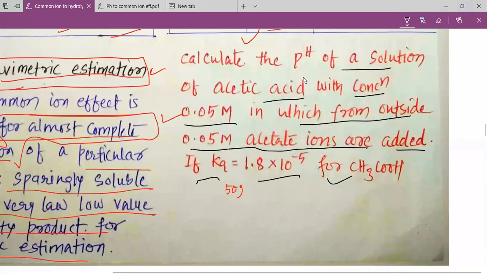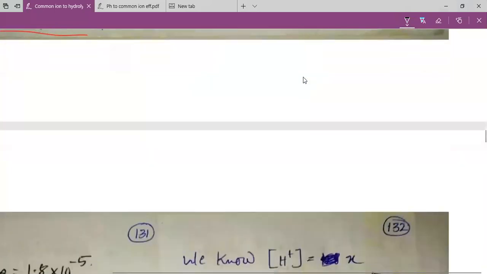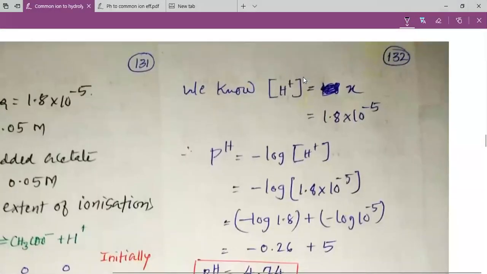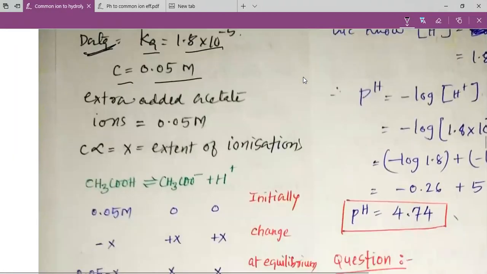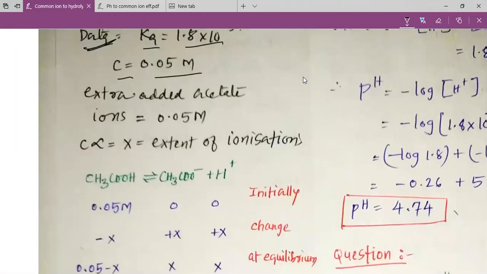So what happens, we have taken some acetic acid and from outside we have added the acetate ion. So how does the common ion effect take place and how does the concentration change, my dear students? Let us understand. So this is the given data. We have the value of Ka, we have the concentration of acetic acid, which is 0.05 mole per liter. Now the extra added acetate ions are also 0.05 mole per liter. C alpha is equal to X, which is the extent of ionization.